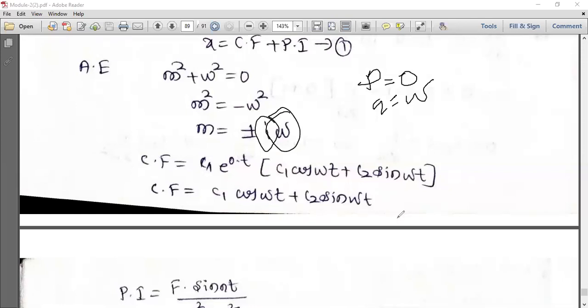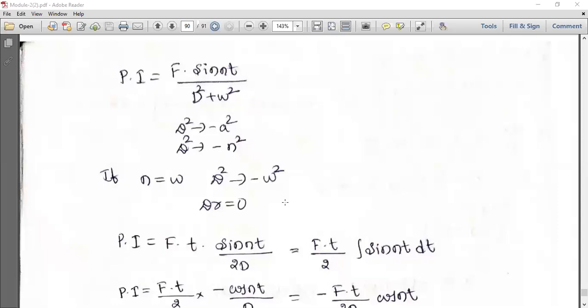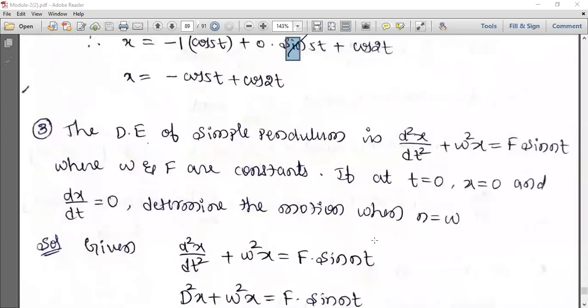Okay. So therefore the particular integral is f into sine of nt divided by D square plus omega square. So D square is replaced by minus a square, that is, minus the coefficient of t, that is n square. So substitute n square. So what is the condition here? You can see here, determine the motion. So we have to determine the motion when n is equal to omega.